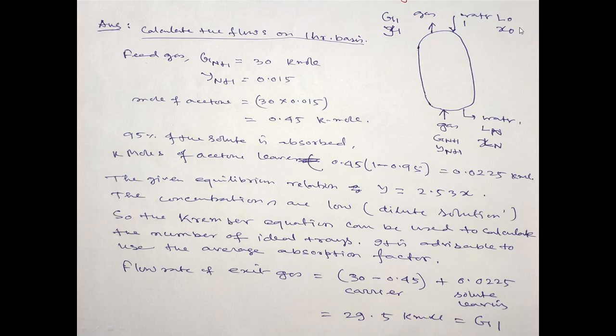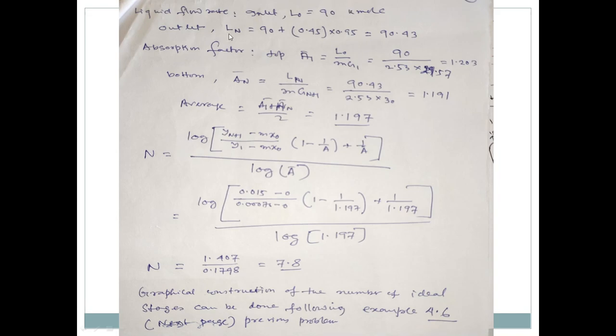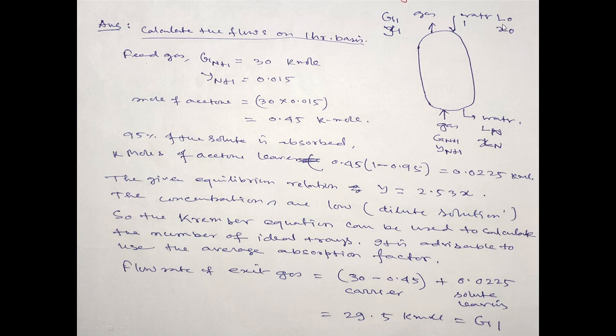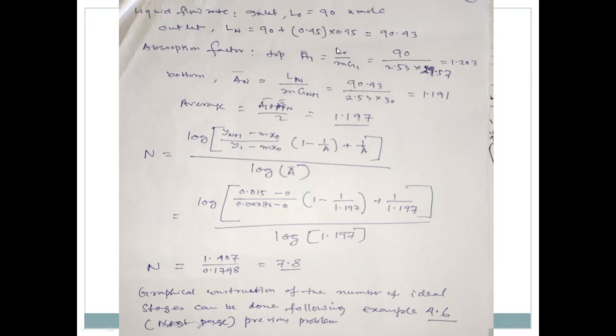Similarly, L0 will be 90, and the outlet will be 45. Whatever the thing is, it will come to here. So absorption factor at the top will be what? L0 by m G1, so 92.53. And at the bottom, it is Ln by m Gn plus 1. So 90.43 divided by m, it is the same by 30. So 1.191. You see there is a little bit of difference.